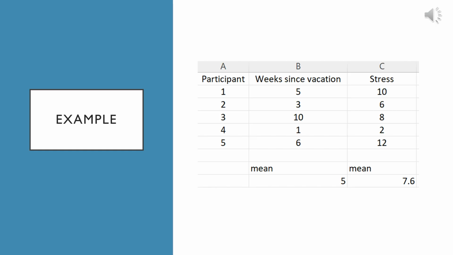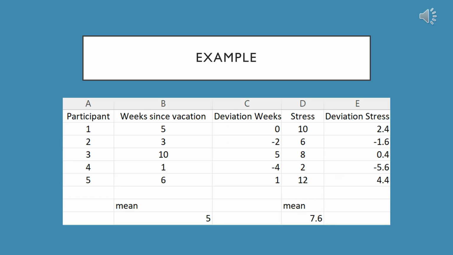The mean weeks since last vacation for this sample is 5 weeks. The mean stress level is 7.6. So now that we have those, we need to find all of the deviation scores for X and Y for each of the participants. We could do this by hand, like we had to do with standard deviation, but might as well let Excel help you out, or whatever program you choose.